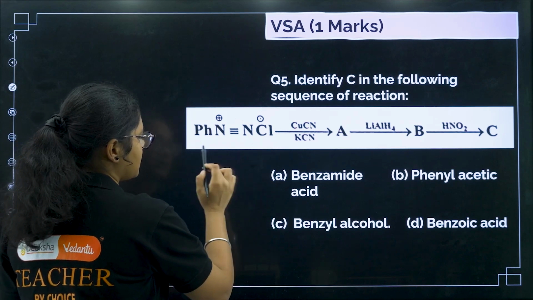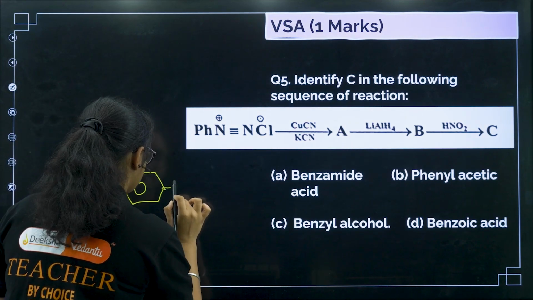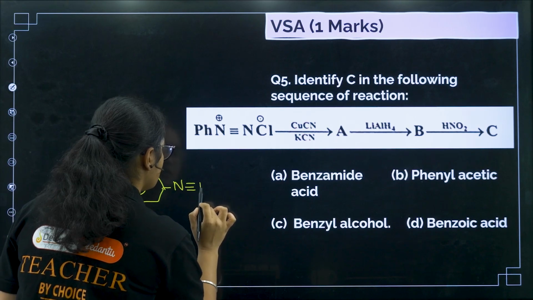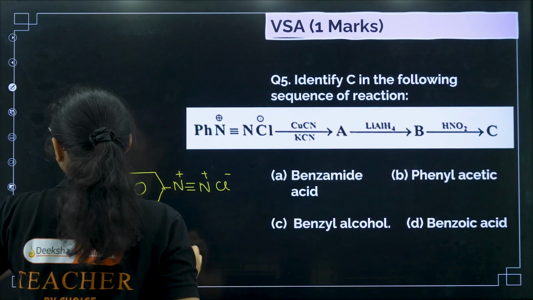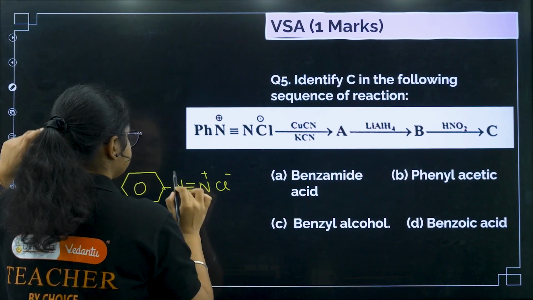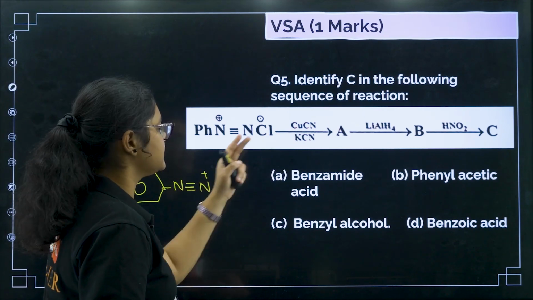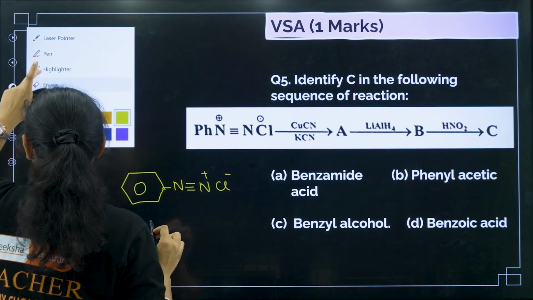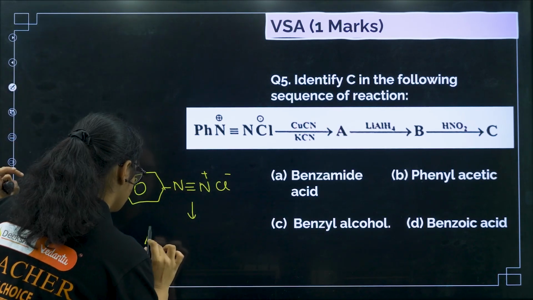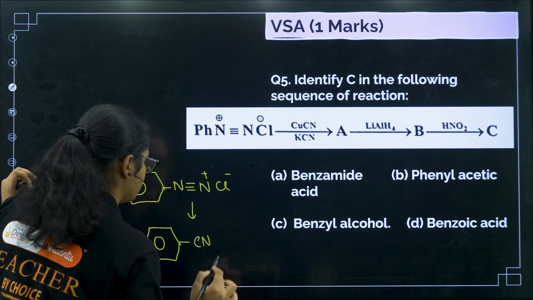So you can see this one is azobenzene, okay, N plus. Now what happens here, when you treat it with CuCN KCN, okay, CuCN KCN will convert this one to a cyanide group. You will get here a CN group.